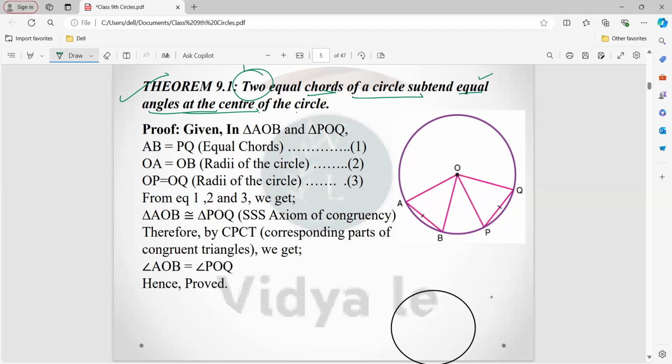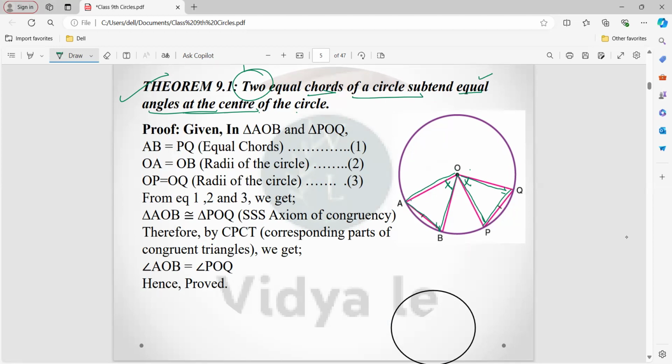What that means, if I take a chord, suppose we have taken AB and PQ. 2 equal chords are AB and PQ. Now, if I join the chords through the center, we'll get these 2 triangles. Now, the angles subtended by the chords at the center, that is angle AOB and angle POQ. We need to prove that these 2 angles will also be equal. That is, if we take any 2 equal chords, then the angles subtended by those 2 chords are also equal. We need to prove this part.